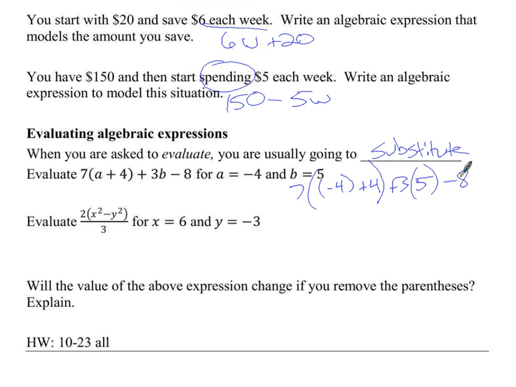Use parentheses around things you substitute. That will prevent you from making sign mistakes later on. Like we have this negative sign sitting here. If you don't use parentheses, you may accidentally mess up that sign down the road. So what do we do first? Inside the grouping symbols first. So inside this grouping symbol right here is 0. Write down that step. So we have 7 times 0 plus 3 times 5 minus 8.